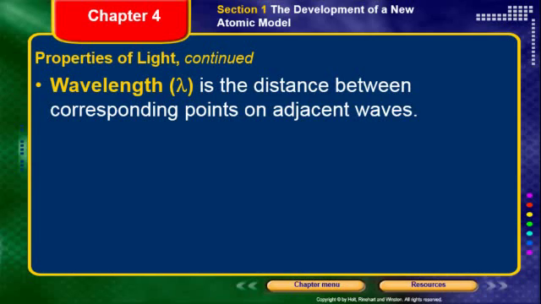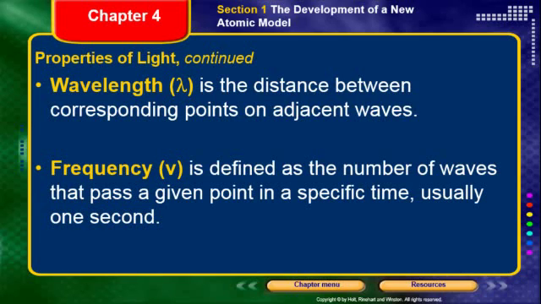Wavelength, represented by lambda, is the distance between corresponding points on adjacent waves. Frequency is actually not represented by a V. It's actually represented by the Greek letter nu. You can kind of think of it like a cursive or italicized V. But frequency is defined as the number of waves that pass a given point in a specific time, usually 1 second.